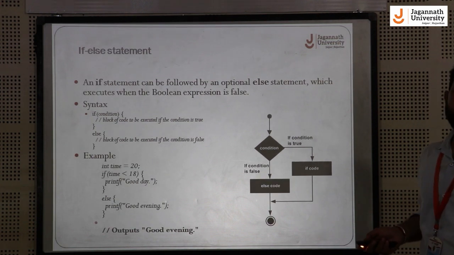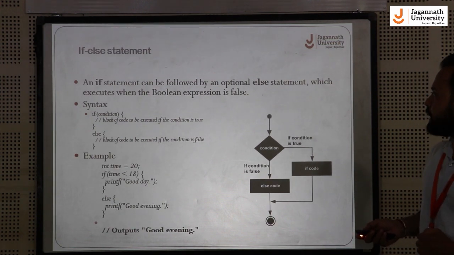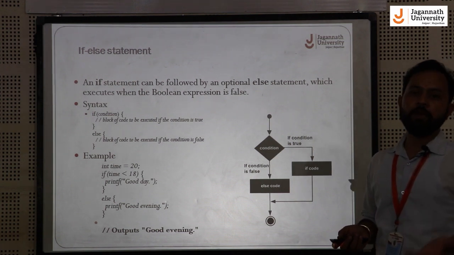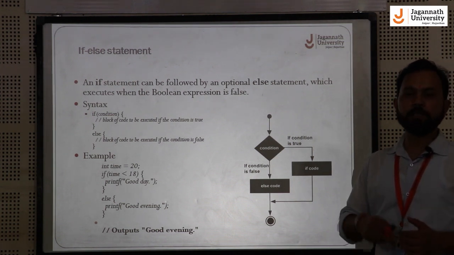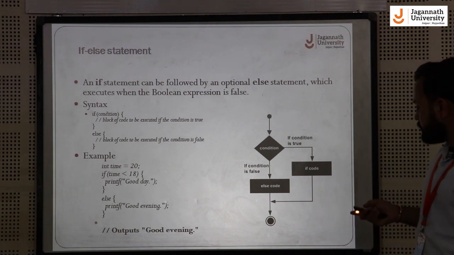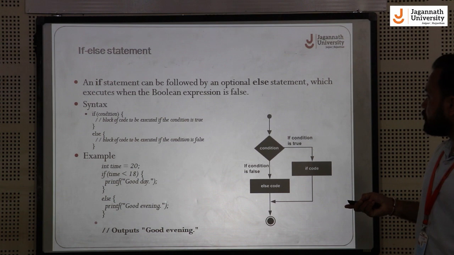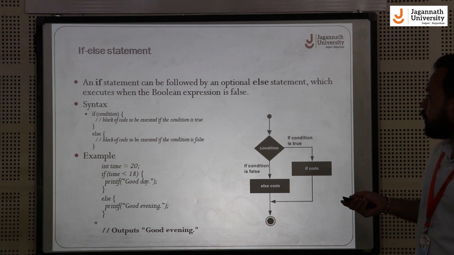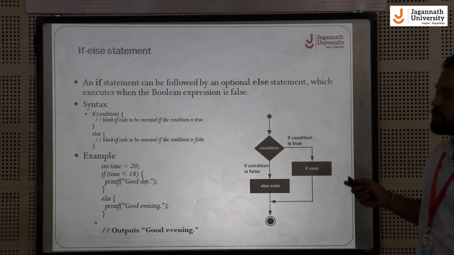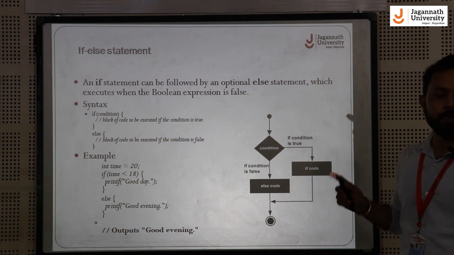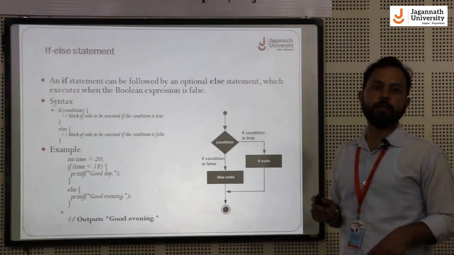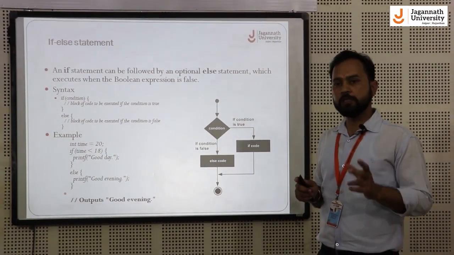Next is the if else statement. The if statement can be followed by an optional else statement, which executes when the boolean expression is false. It means in the previous case we had only one condition, with no secondary part saying what will be executed otherwise, but in this case we have code that will be executed if the condition is false. You write it in this manner: first you specify the condition in brackets, then the code that follows the if, after that else, and the block that will be executed when the condition is not true.